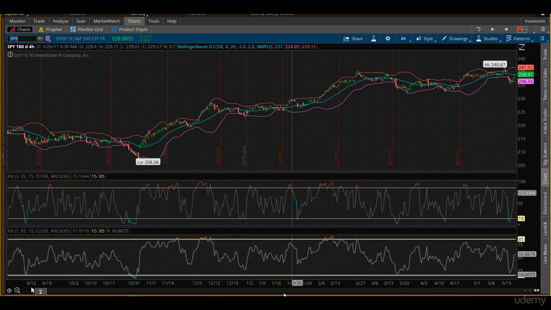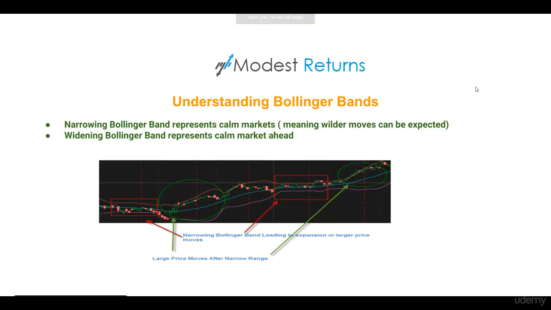Very simple to understand. So when the water is calm and narrow, slowly it gets narrow. A narrowing Bollinger Band represents calm markets, meaning there's not much of a move. And what happens after a calm market is there are likely to be wilder moves with a lot more price action. So you can get prepared accordingly. Look at this small band where the band is getting narrower and narrower, and similarly it is getting narrower and narrower here, and what follows is a bigger move.